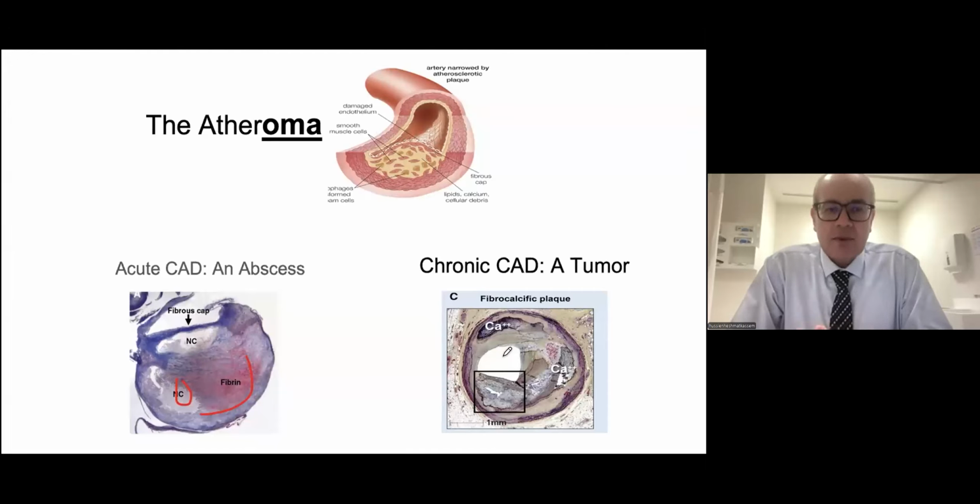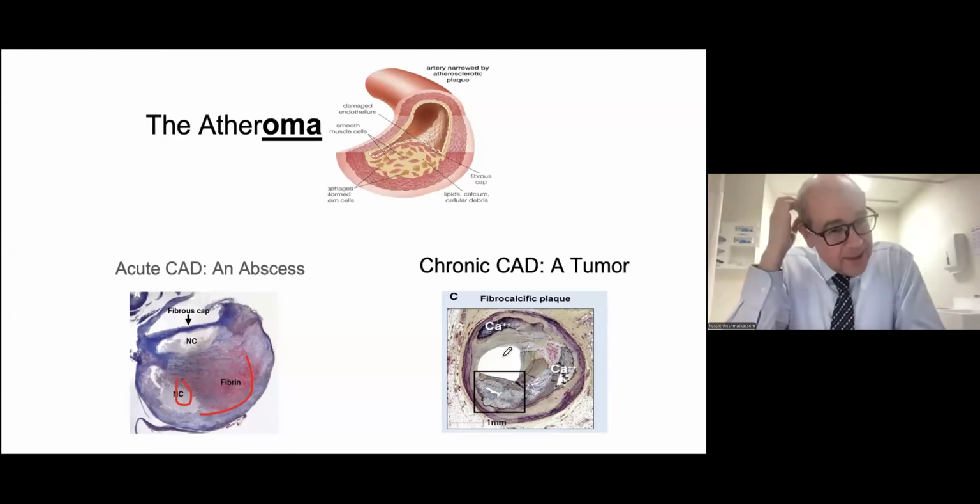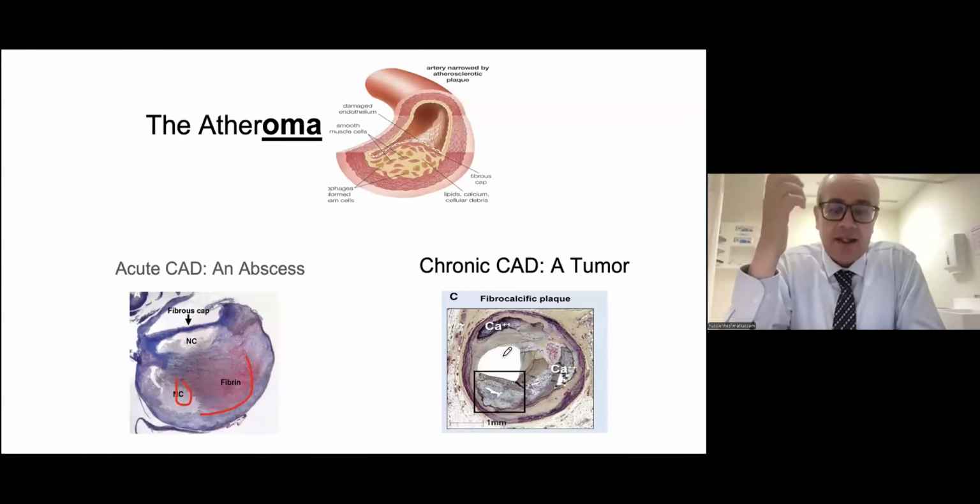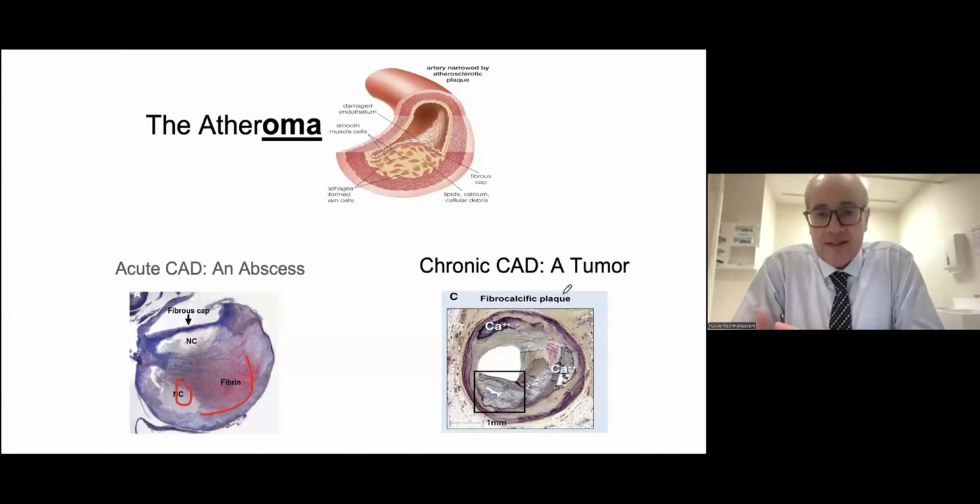Because most of the attendees are interventionists, let's try to understand the mindset of a surgeon who's dealing with a swelling. How do they deal with abscesses? They have to drain the abscess. How do they deal with a tumor that's obstructing a hollow organ? Then they try to excise it. And this is exactly what we are trying to do with coronary angioplasty.